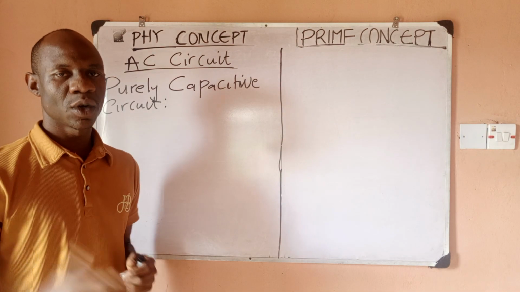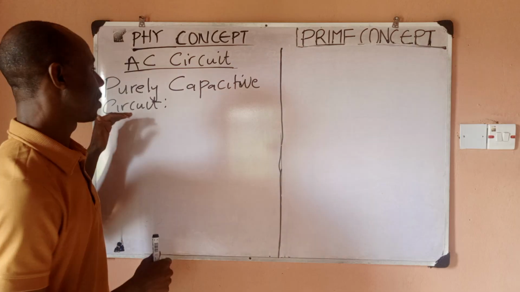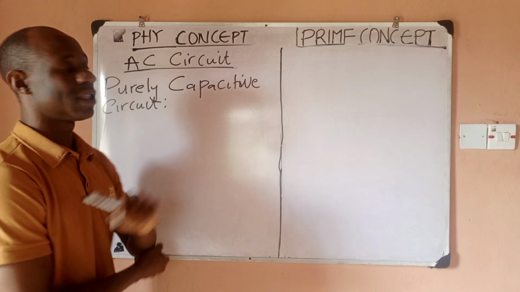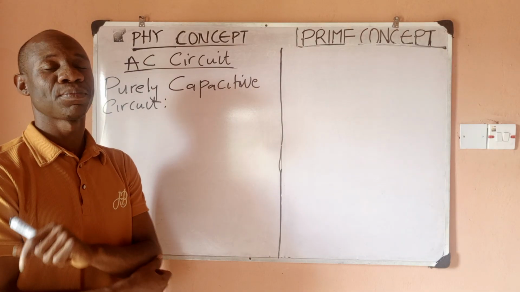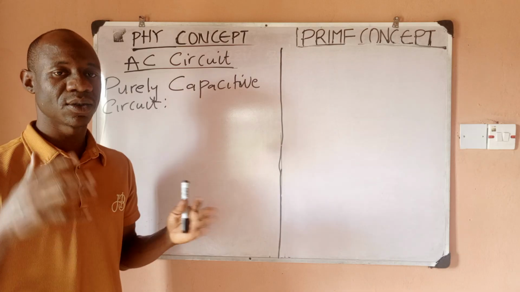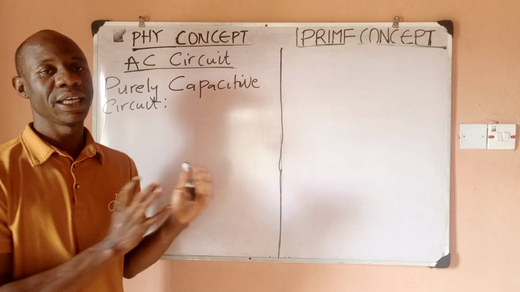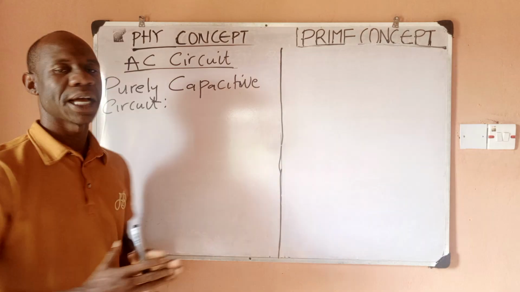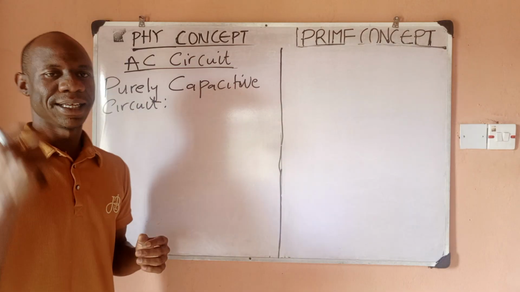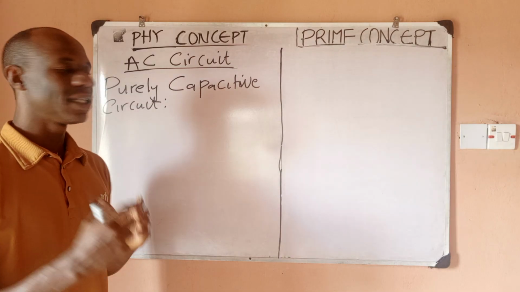In this video, I want to take a look at the studies under purely capacitive circuit. Of course, we've introduced the idea of AC circuit in our previous video, and we've looked at a purely resistive circuit that contains purely a resistor, right? Now, this time around, we want to consider a circuit that contains purely a capacitor. That is a purely capacitive circuit.